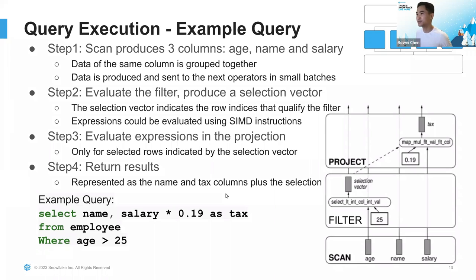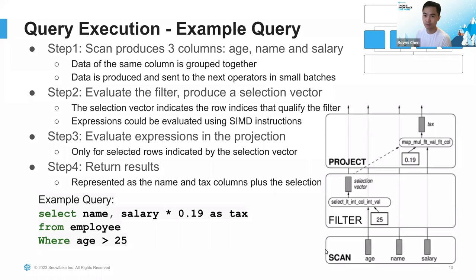So the first step is the table scan. As you can see in the diagram, we download from the remote files and also decompress them into three columns: age, name, and salary. The data of the same column is grouped together, and the data is produced and sent to the next operators in small batches. So let's say we download the first file, decompress it, and extract the first, say, 4K rows from it in three columns, and then we pass these three columns to the next operators.